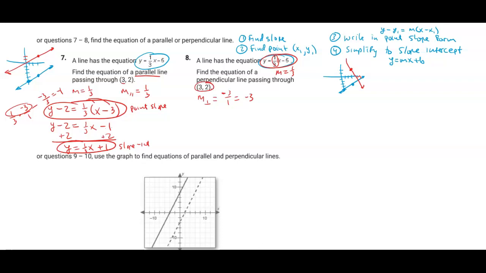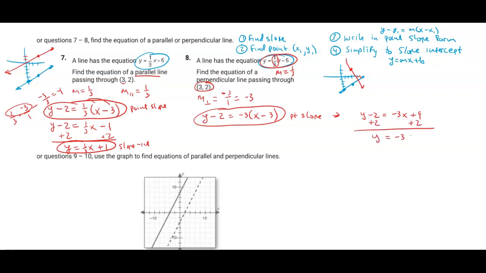Well, I have my slope, I have a point, so I write in point-slope form. y minus 2 equals my slope, -3, times x minus 3. This here, recognize as your point-slope form. Now we want to translate this to slope-intercept. So I distribute the -3. So y minus 2 equals -3 times x is -3x. -3 times -3 is going to give me plus 9. And now to put it in slope-intercept form, add 2 to both sides, and y equals -3x plus 11. And this would be the equation in slope-intercept form.